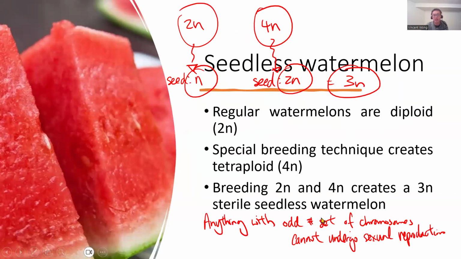So that's how you get the seedless watermelon. Because the seedless watermelon cannot produce seeds. The seeds are like the gametes, right? The seeds are like the sperm and the egg, so to speak, of the plant. So that's how it's possible. Somewhere out there, there are the 2N and the 4N watermelon, and if you breed them together, you get the 3N.